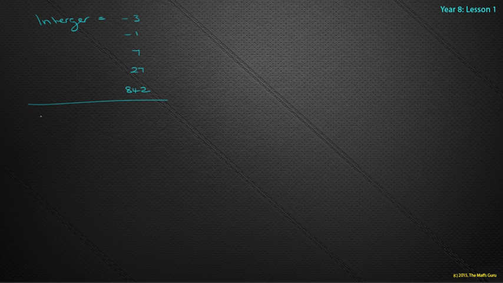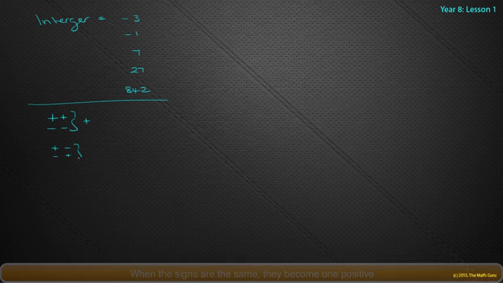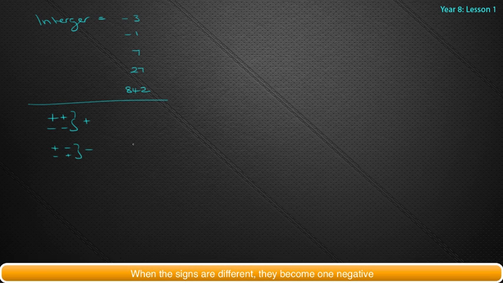We also came back with the idea about positive and negative numbers. And we came up with this great idea that if they are the same, notice 2 pluses or 2 minuses become a plus. And if they're different, a minus and a plus, or a plus and a minus, they become a negative.